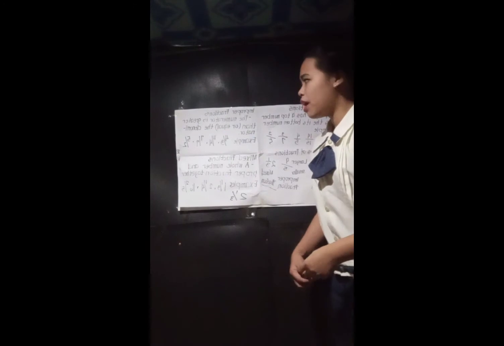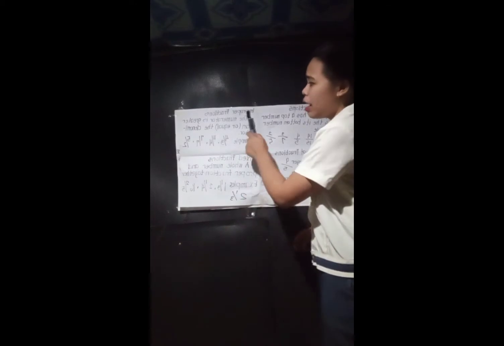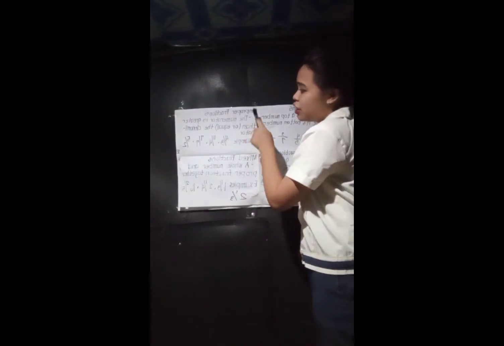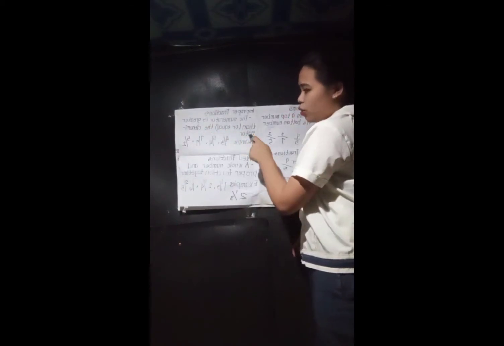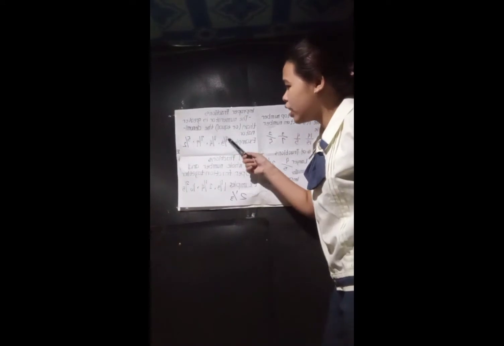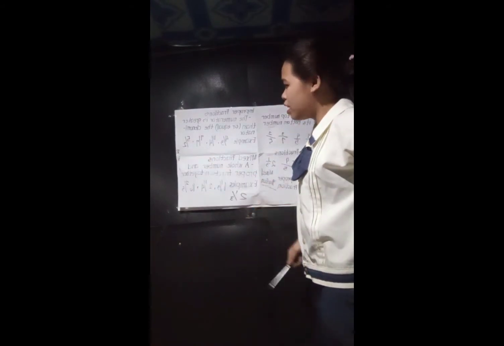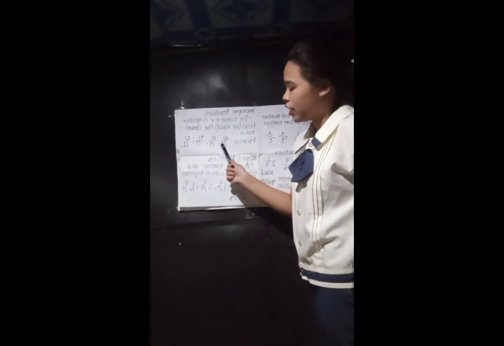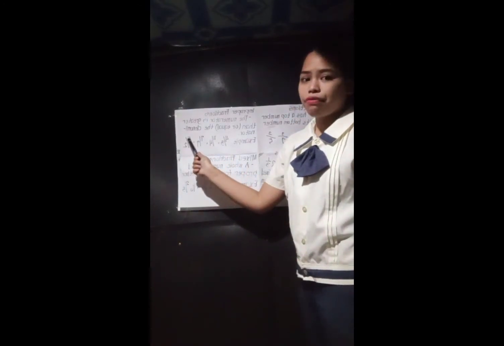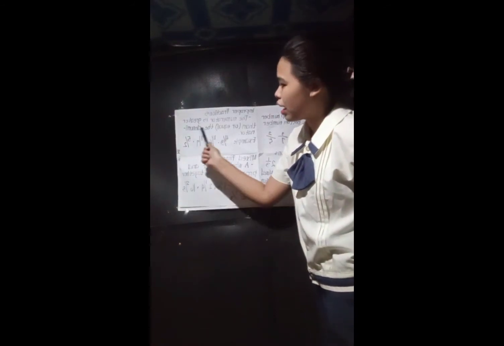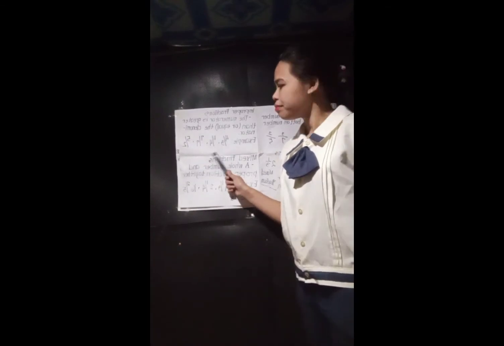Now, we will talk about what an improper fraction is. An improper fraction is one where the numerator is greater than or equal to the denominator. The numerator is the number on top, and the denominator is the number at the bottom. Examples are 4/3, 11/4, and 7/7. Since 7/7 is equal, it is also called an improper fraction.